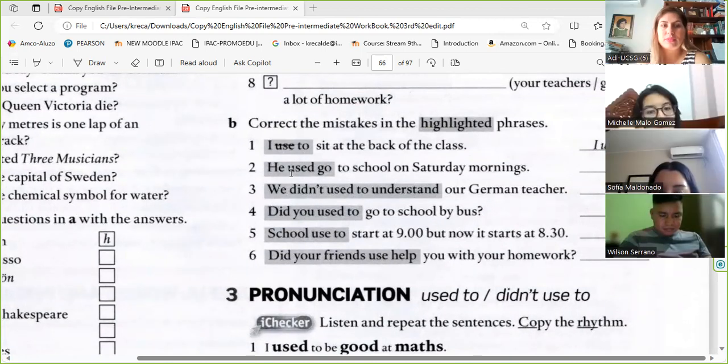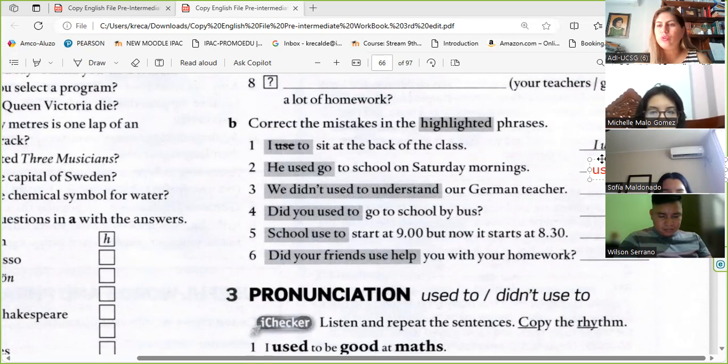Yes, but too. I will say he used to. Okay, let me put it. Remember, we always use used to. Okay, good. Thank you, Michelle.